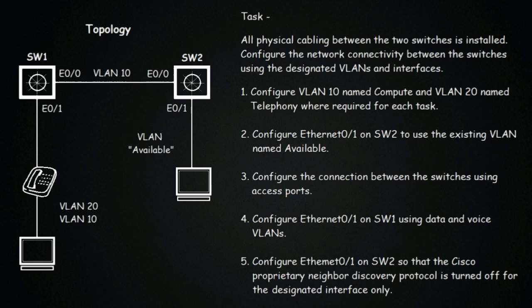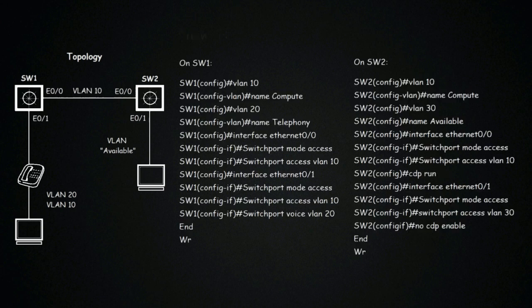4. Configure Ethernet 0/1 on SW1 using data and voice VLANs. 5. Configure Ethernet 0/1 on SW2 so that the Cisco proprietary neighbor discovery protocol is turned off for the designated interface only. Let's see the answer.